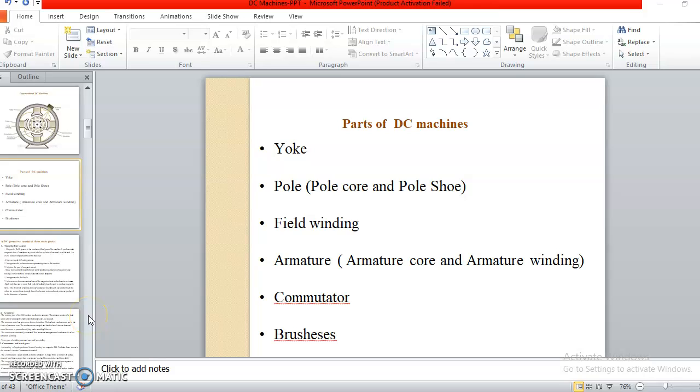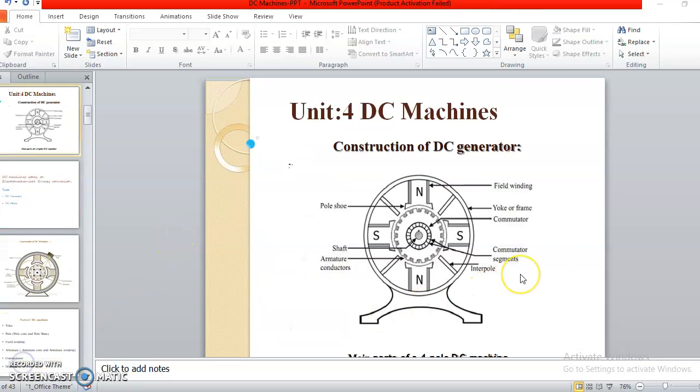We'll have one more look at the DC machine construction. As I told you earlier, this is the pole core, and this is the pole shoe. On this pole core, the field winding is present. This pole shoe enlarges the area for the magnetic flux lines. This is the armature, and on it there are teeth, called armature teeth. A number of conductors are placed in these armature teeth, and this armature is mounted on a shaft. The commutator is over here, and the armature core is permanently connected to the shaft. That means if the armature core rotates, the shaft also rotates. So this is all about the construction.